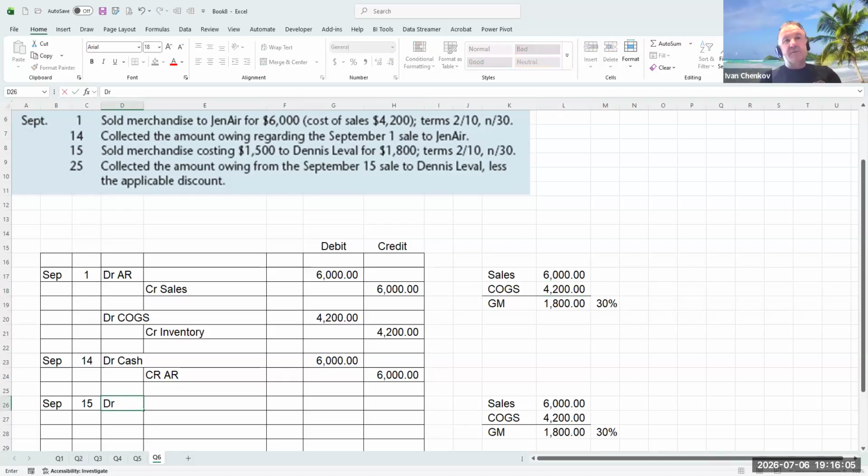Debit, since we're not getting cash, accounts receivable for $1,800. That's how much we're selling it. We sold merchandise with cost for 1,800. So 1,800 is the amount that we're selling. And credit sales revenue. And our sales revenue is $1,800. So this number here is $1,800.